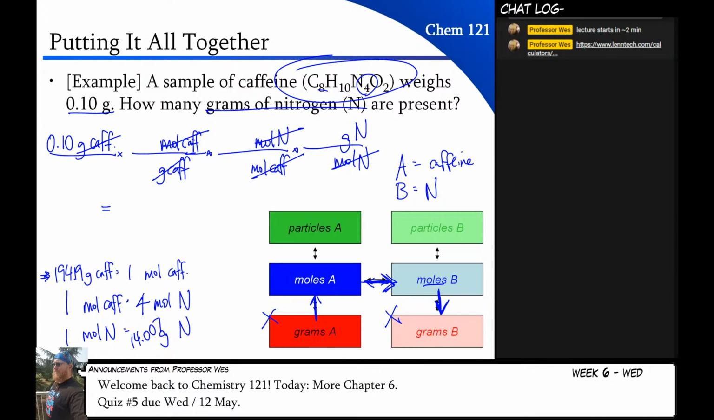All right, let's fill in all the numbers that we have. So 194.19 grams per mole. In 1 mole of caffeine, there are 4 moles of nitrogen. And in 1 mole of nitrogen, there are 14.007 grams. And we'll punch it all in the calculator and what we get, I got 0.029 grams. There you go.